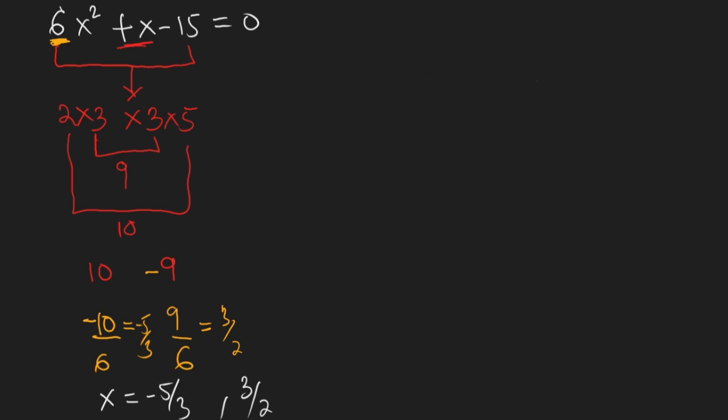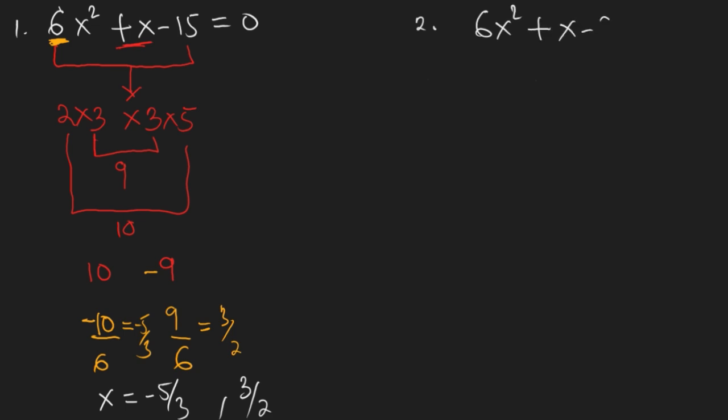Let's take another example. I'm sure the more examples you solve, you get this. So example 2. This was example 1. Example 2. Let's say we have 6x squared plus x minus 2 equals 0.